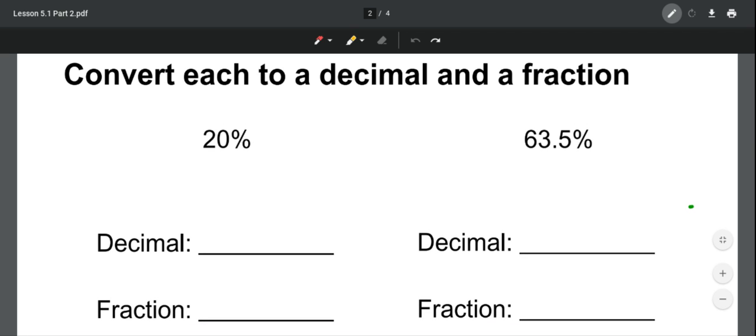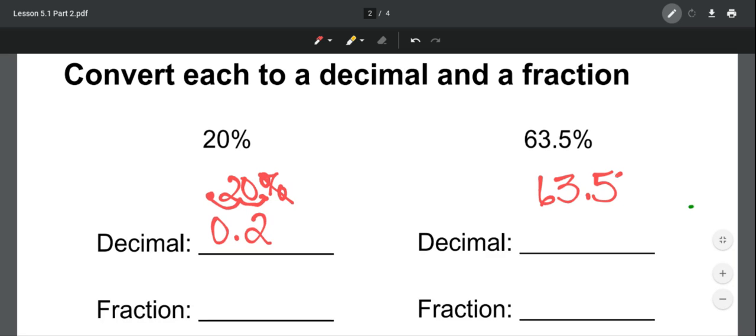As we saw in the previous lesson, lesson 5.1, part 1, in order to convert a percent into a decimal, we would take the decimal point in the number and move it 2 places to the left. Therefore, 20% is equal to 0.2. When we do the same to 63.5%, move the decimal 2 places to the left, and we get 0.635.